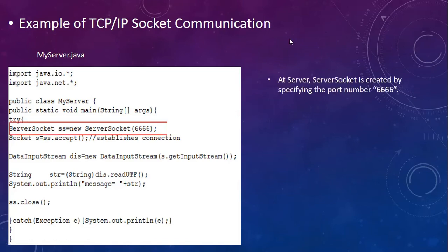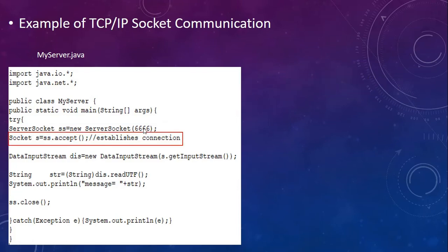The very first thing that you can see here is that a server socket is created by specifying the port number, that is 6666. So I am creating an object ss of ServerSocket, and I am specifying the port number 6666, which means you are telling the clients that want to connect to this particular server that if you want to connect to me for a particular service, you connect on this port, 6666. So clients will use this port number to connect.